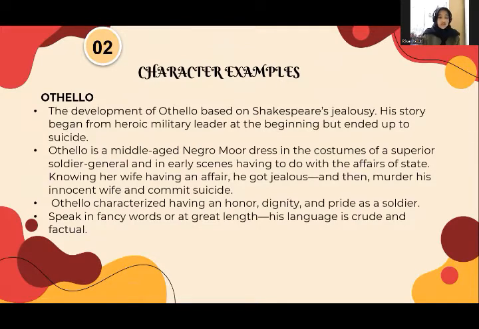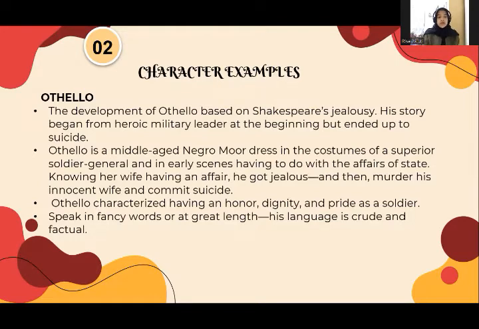So the next point is about character examples. Here, I would like to explain about Othello. So the development of Othello, based on Shakespeare's portrayal of jealousy: his story began from a heroic military leader at the beginning, but ended in suicide. So here is the brief story about Othello. Othello becomes jealous and then murders his innocent wife, then commits suicide upon discovering his mistake.